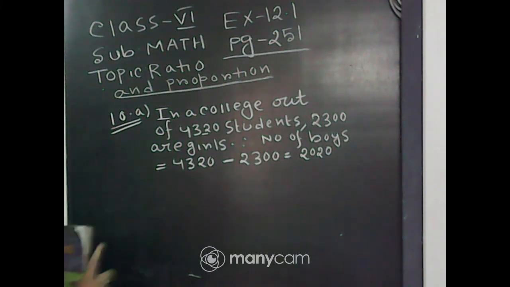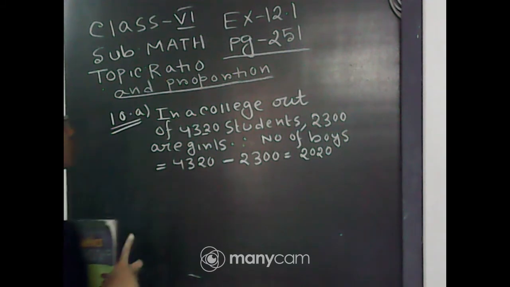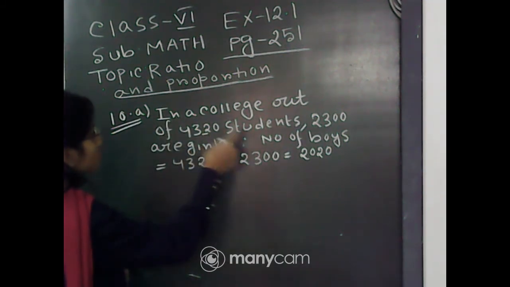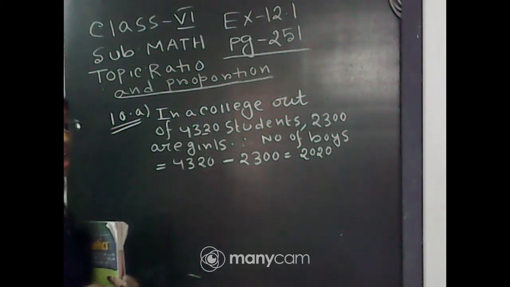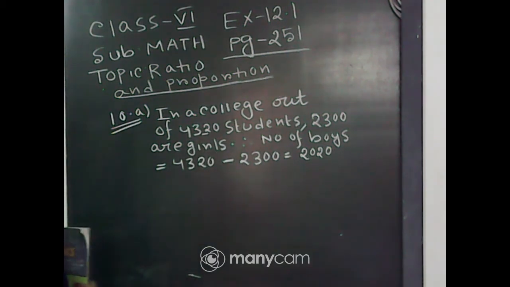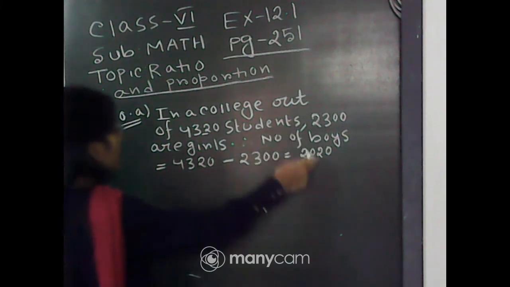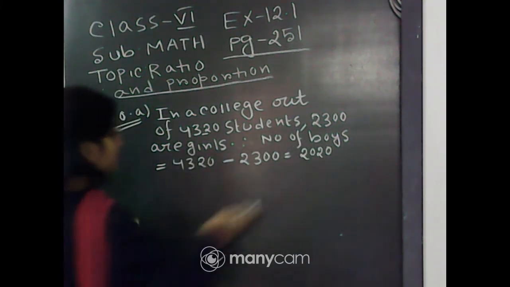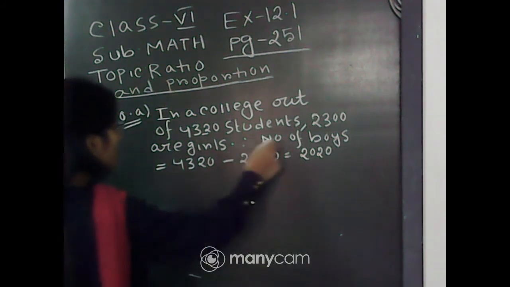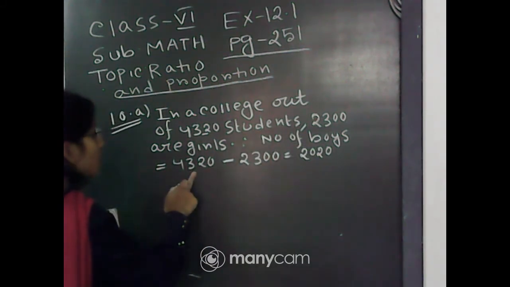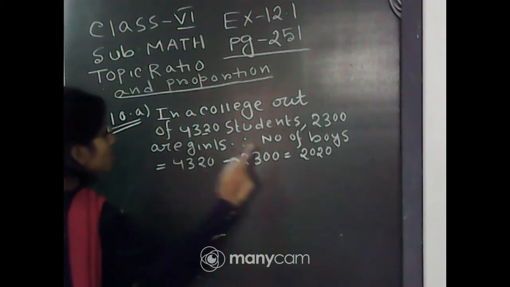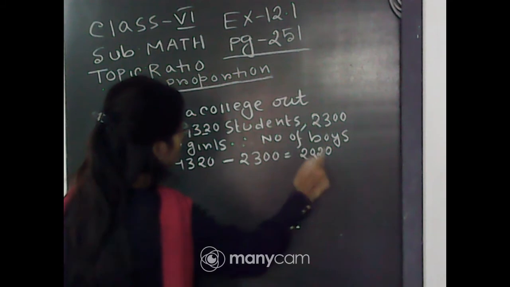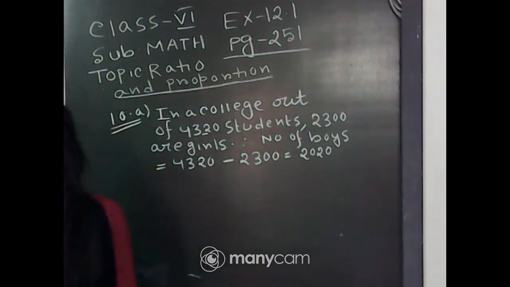Therefore, number of boys is equal to 2020. In a college, out of 4,320 students, 2,300 are girls. Therefore, number of boys is equal to total number of students minus number of girls, and the answer is 2020.